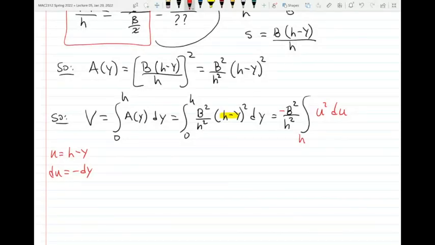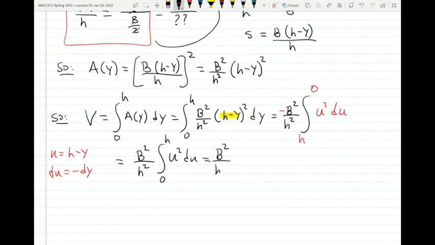And when y is equal to h, what is u equal to? 0. And just like before, what am I gonna do with that minus? I'm going to use it to switch the limits of integration. So we get b squared over h squared integral from 0 to h of u squared du. And now this is an easy integral to calculate. That's u cubed over 3 from 0 to h.